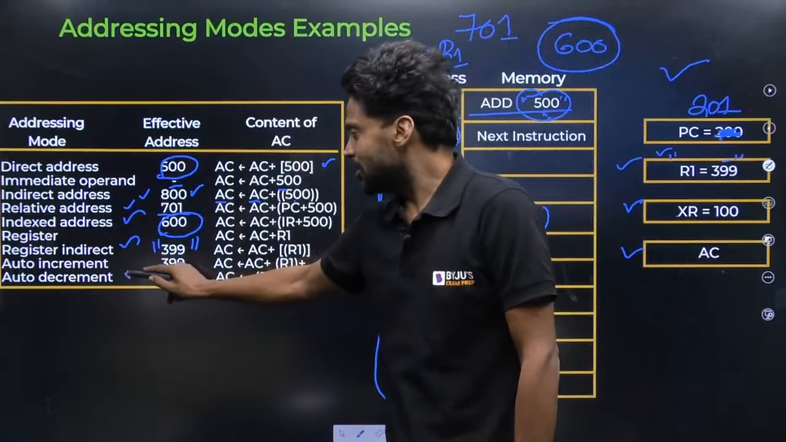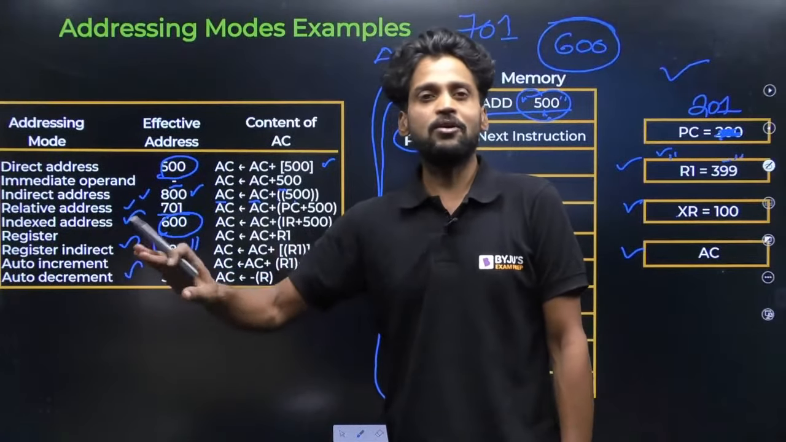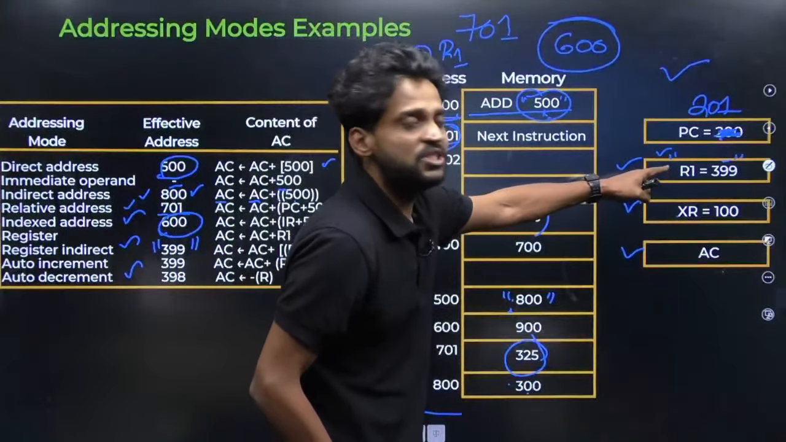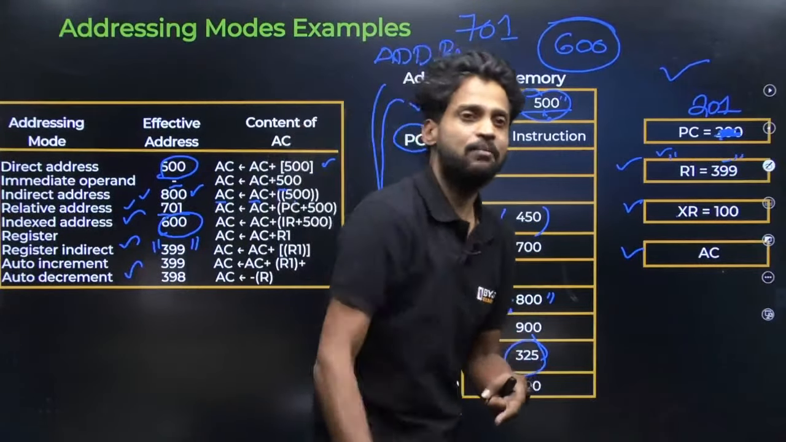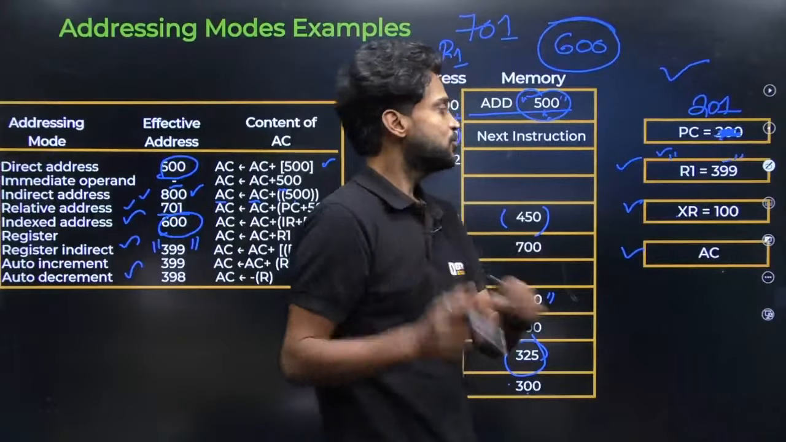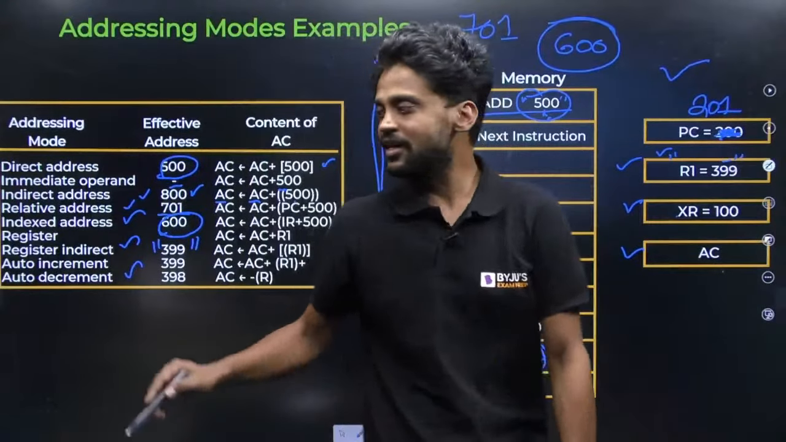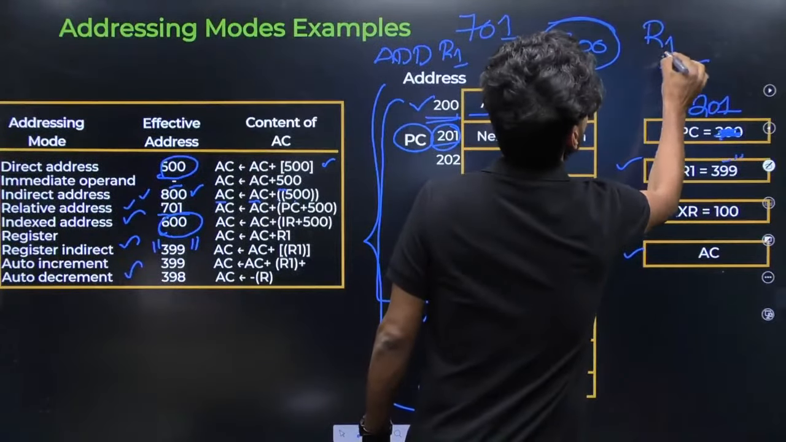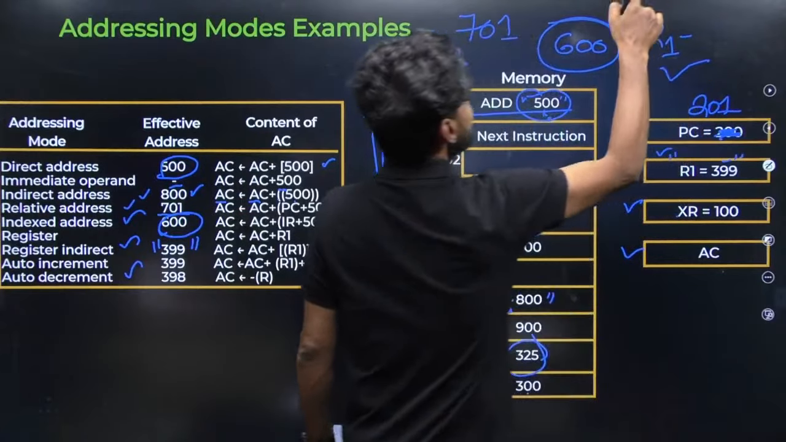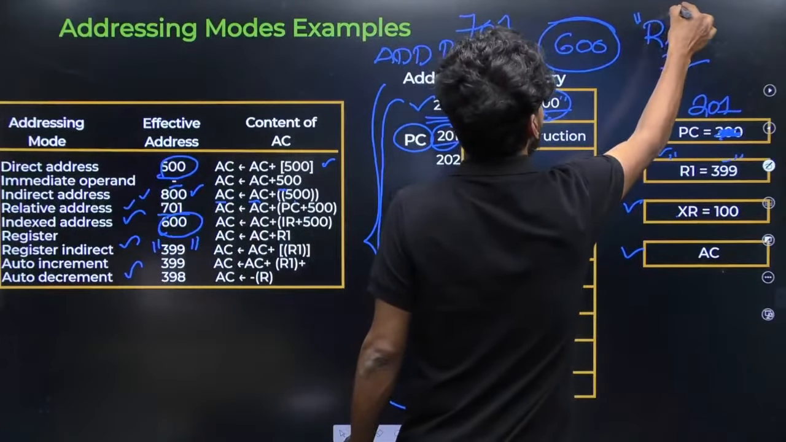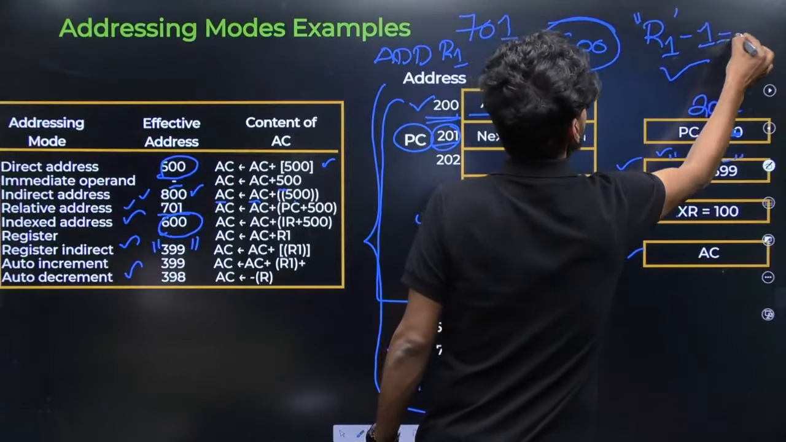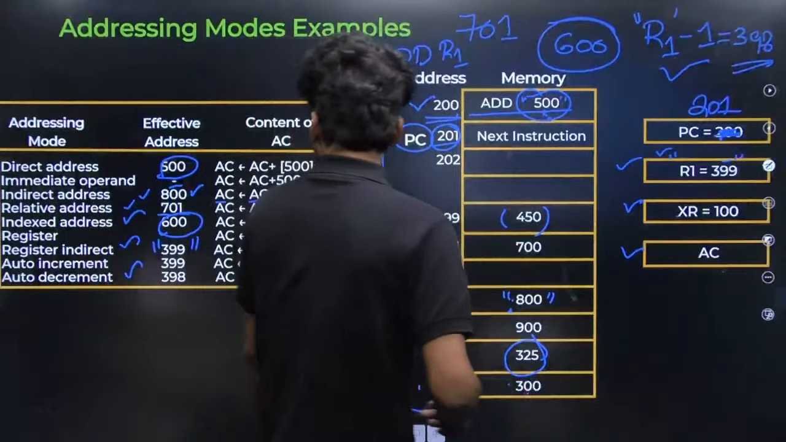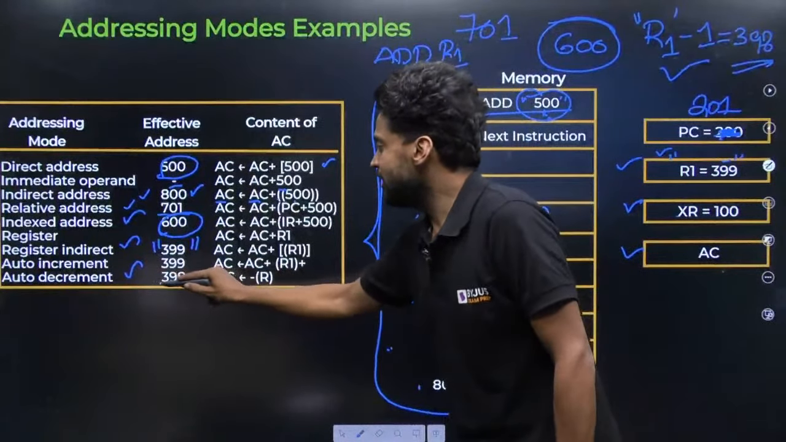But when it comes to the auto decrement, what exactly is going to happen? Auto decrement is not similar to auto increment. Initially, we need to go to the register which is specified within the instruction, decrement it, and take the effective address. So the effective address in the auto decrement is 398, because in the auto decrement addressing mode, we need to decrement the register that is provided within the instruction. The register that is provided within the instruction is R1. R1 is equal to R1 minus 1, which is equal to 398. So the effective address is equal to 398.